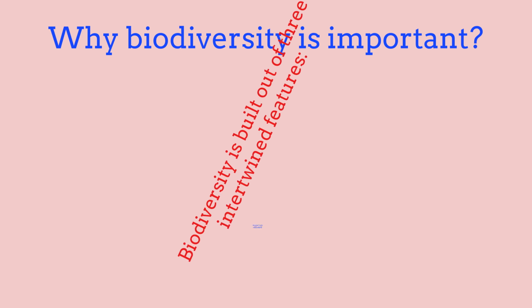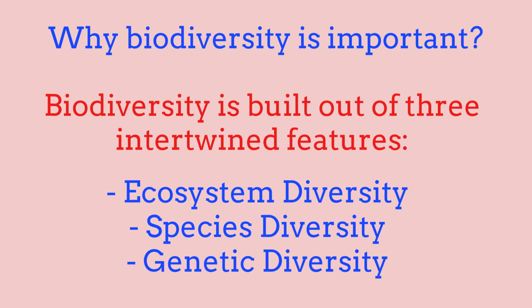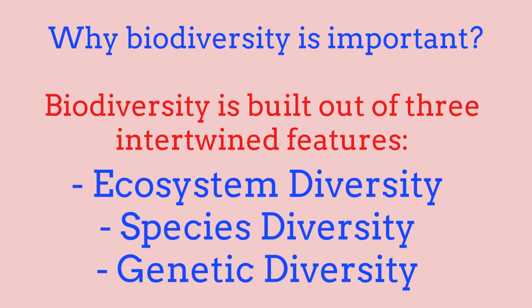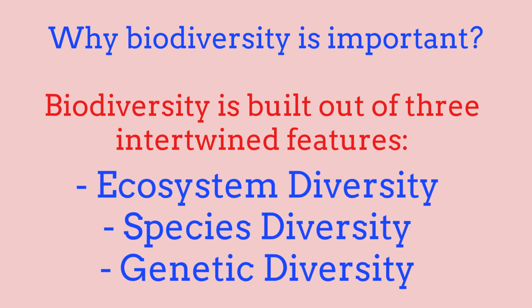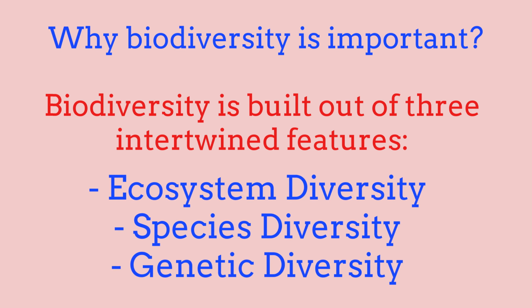Biodiversity is built out of 3 intertwined features, and these 3 features are ecosystem diversity, species diversity, and genetic diversity. So the more intertwining there is between these features, the more resilient an ecosystem becomes. Imagine a world without mosquitoes. What would happen to the food web if there were no more mosquitoes? So biodiversity is important for the survival and health of ecosystems and communities.